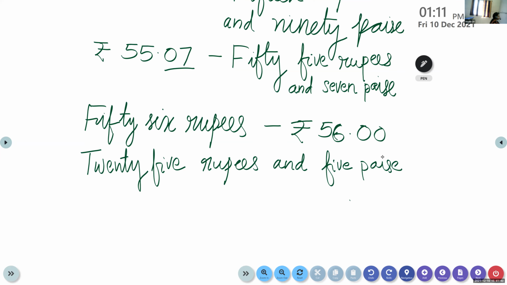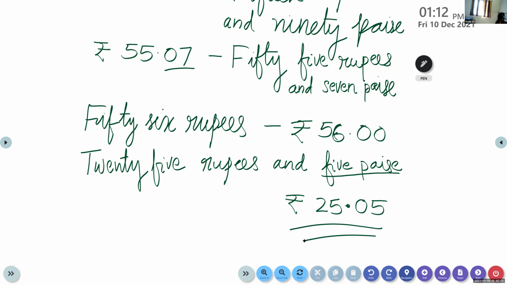Nihal, tell me the answer. How will you write in figures? First, we will put the symbol. Then how many rupees? 25 rupees. So we can write the number 25. Then after that, we can put the dot. Then, how many paisa? 5 paisa. So how will we write 5 paisa? First of all, we have to put 0, then 5. 0 and 5. So this is the way of writing in figures. Now please listen.